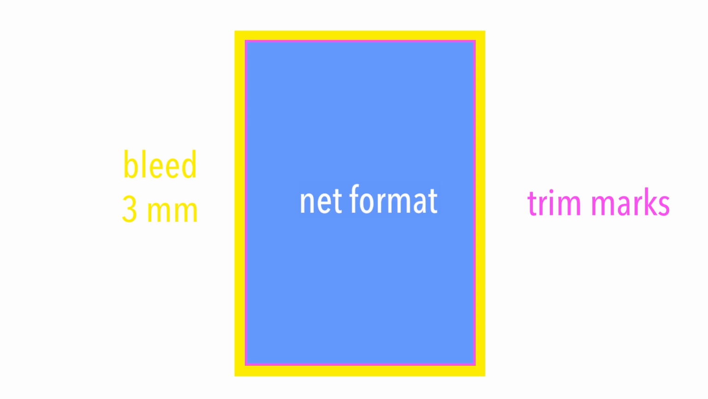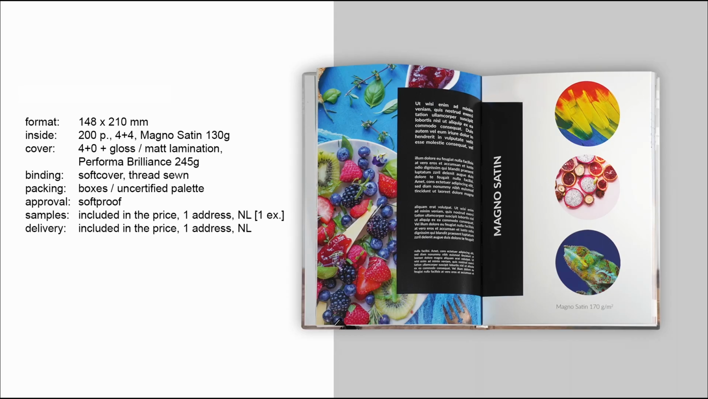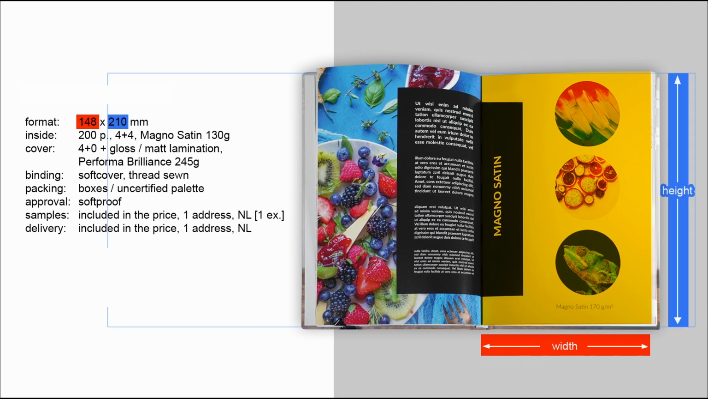We prefer a bleed of 3 mm in the case of blocks or insides. The bleed will be cut off in the binding process, and the net format will be the final size of the book. A net format is the elementary size specified in an order by the customer. It is the size of the book block or inside. The first value represents the width, and the second, the height.